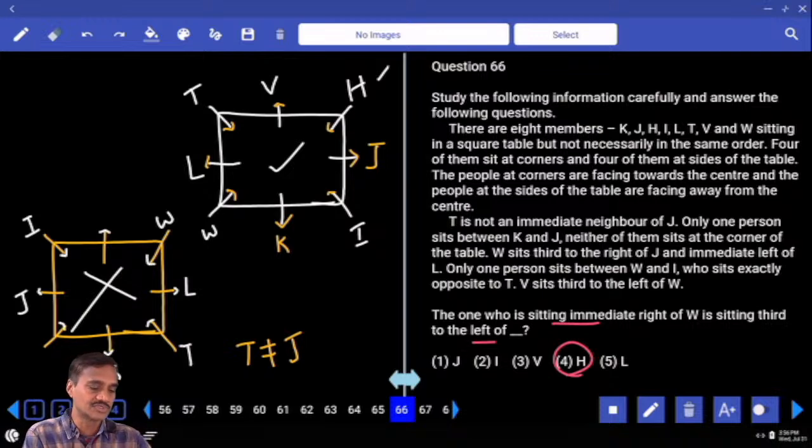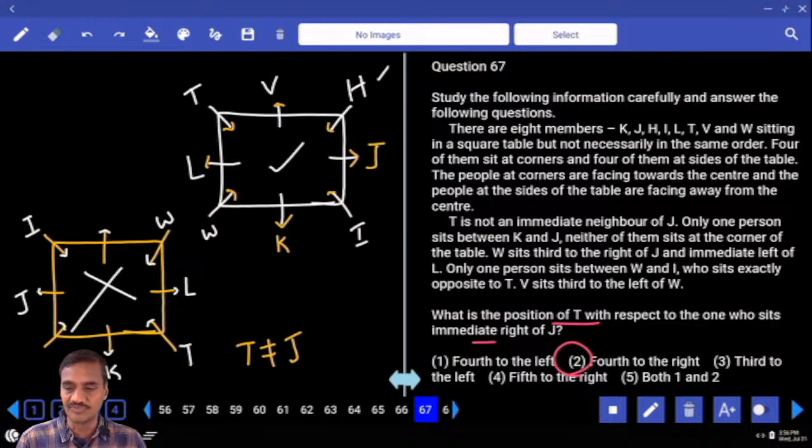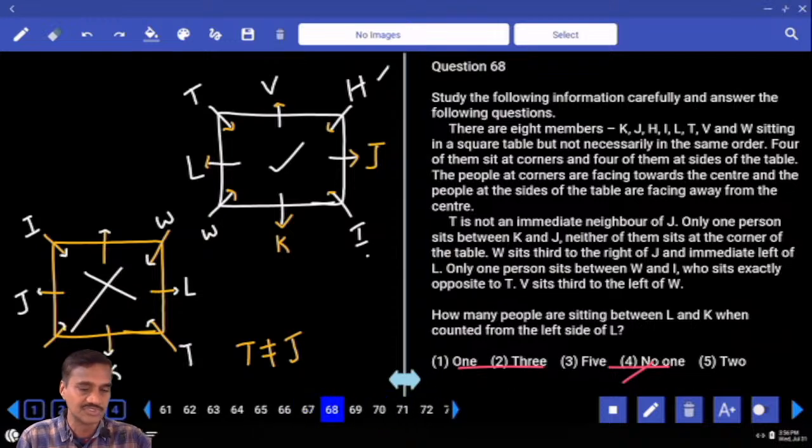The next one, 67. Now what is the position of T with respect to the one who sits to the immediate right of J? The immediate right-hand side of J, who is that person? I. Then what is the position of I with respect to T? I and T are opposite to each other. That means either fourth left or fourth right. Now both 1 and 2, choice 5, question number 67.